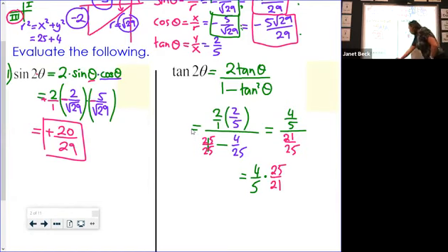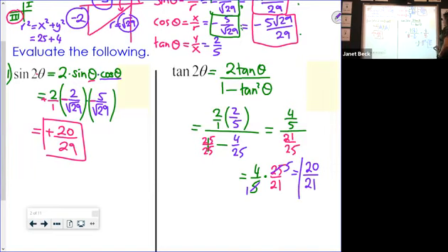And now you can simplify. You've got factors everywhere. 5 is a factor of 25, it leaves 5 behind. So now multiply across the top. 4 times 5 is 20. Multiply across the bottom, that leaves behind a 1. 1 times 21 is 21.